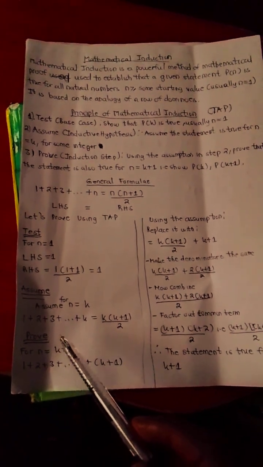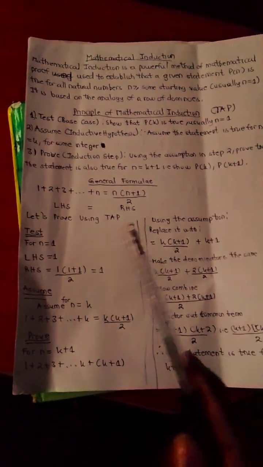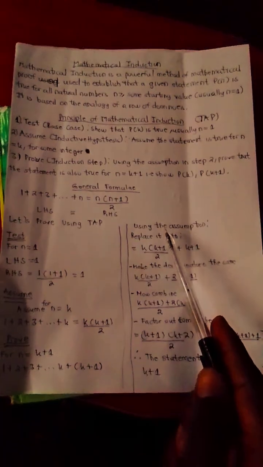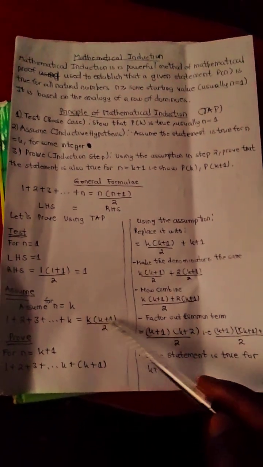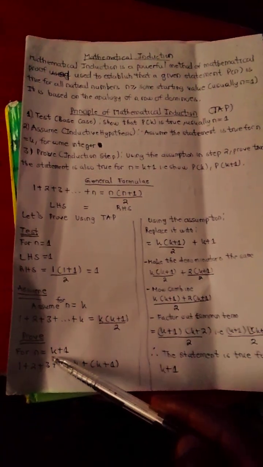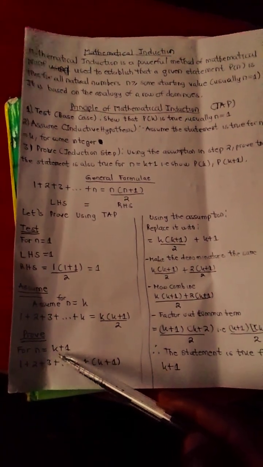How do we do that? Using the assumption that we already got before. The assumption is said to be what? k into bracket k plus 1 over 2. We replace n with this particular value, which is k plus 1, so we have k into bracket k plus 1 over 2 plus k plus 1.